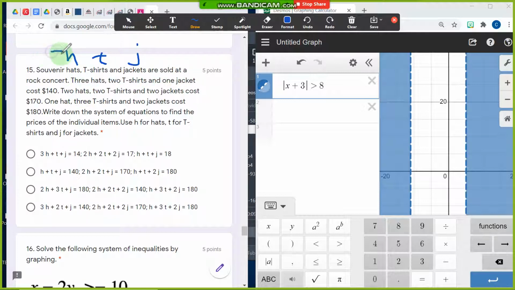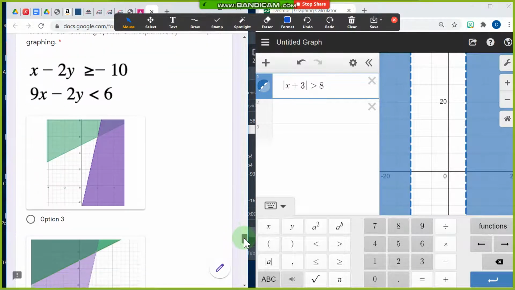We have 3 hats, 2 t-shirts, one jacket that costs 140. So 3H, 2T, and 1J. 3H plus 2T plus 1J equals 140. Right there, we've already solved it. But you can read the rest and see that they all flow the same. Two, two, two equals 170. One hat, 3 shirts, 2 jackets costs 180. 1H plus 3T plus 2J equals 180.